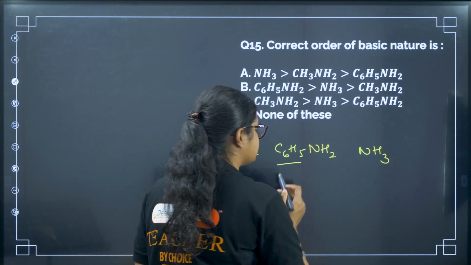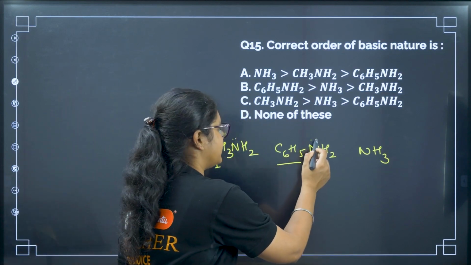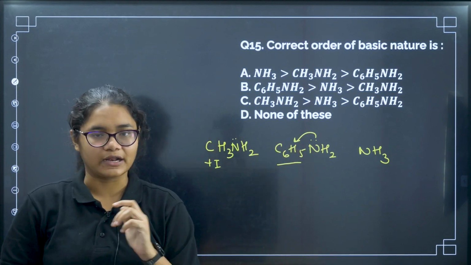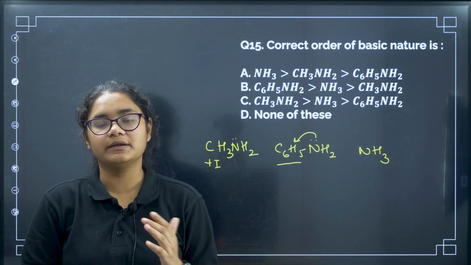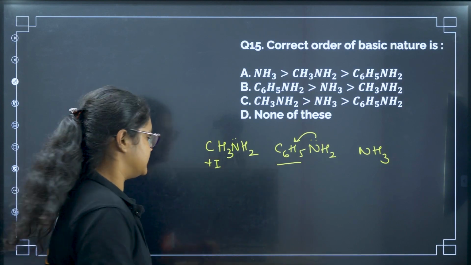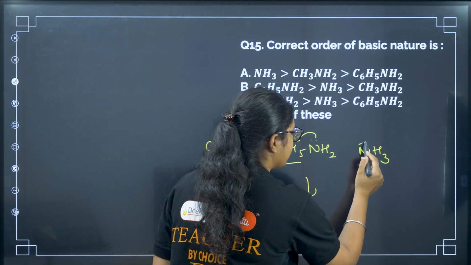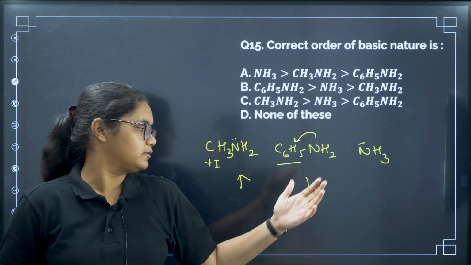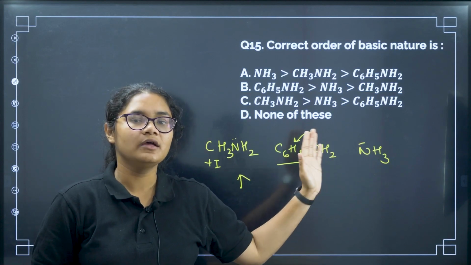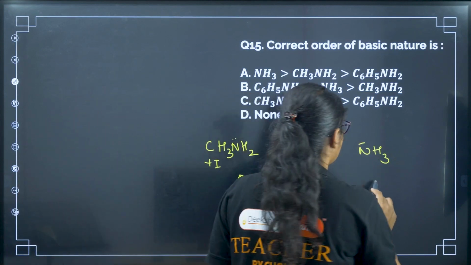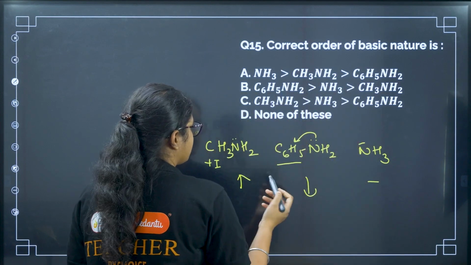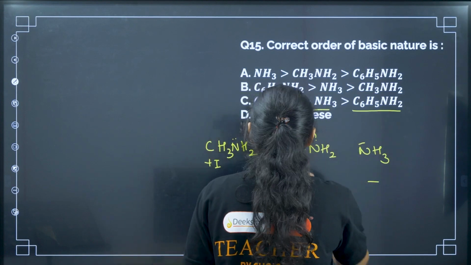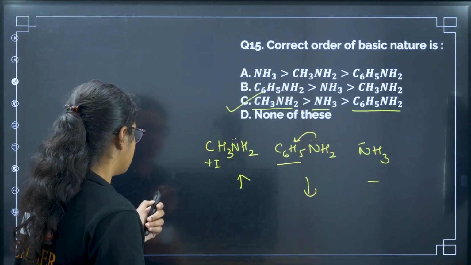Now in this one, C6H5 is an electron withdrawing group. It will take away the electrons of nitrogen towards itself. If it takes away the electrons, then the electron density on nitrogen will decrease. It doesn't have much availability of electrons to donate. So basicity will decrease here. Here increase, here decrease. Here hydrogen neither donates nor withdraws, so it is neutral, and that is why the basicity will neither decrease nor increase. So if we compare the order now, first will be CH3NH2, then NH3, and then C6H5NH2. So the correct answer is option number C.